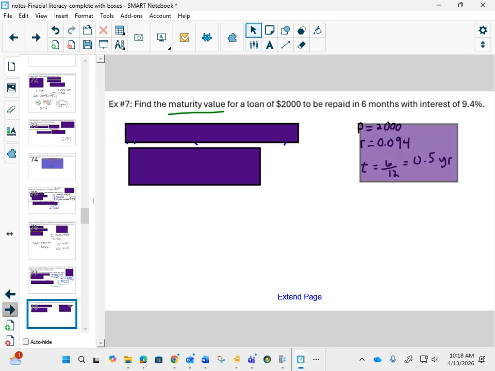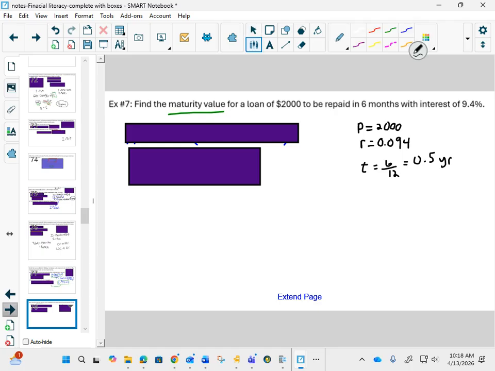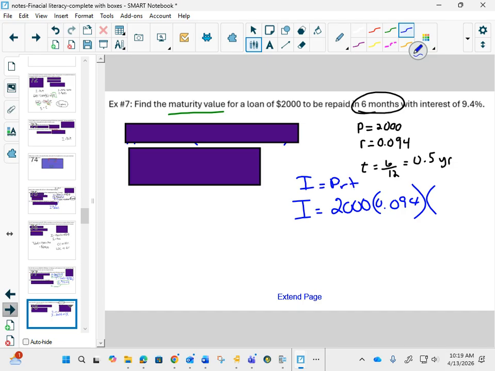So if we look at all the things that we know, the principal, the initial amount, was 2,000. Percentage as a decimal, 0.094. And the time in years, 6 out of 12. You have to make sure that you're looking at the units, 6 months. This formula is always based on years. So now, if I figure out the interest on $2,000, 0.094 as my interest rate, because this is I equals PRT, and the time is half a year, 0.5. I type that all into my calculator.